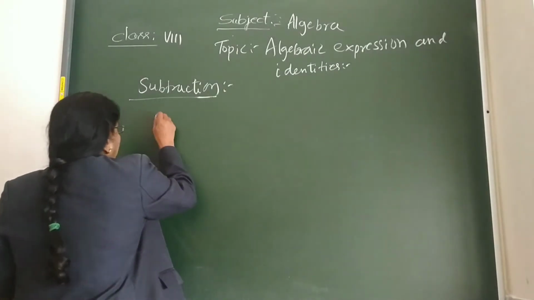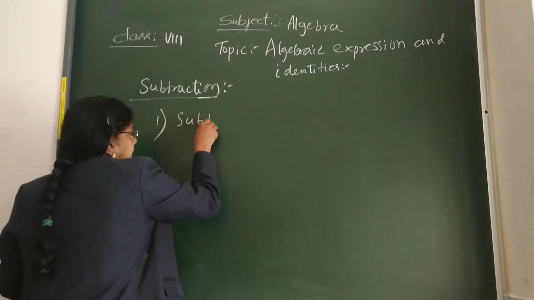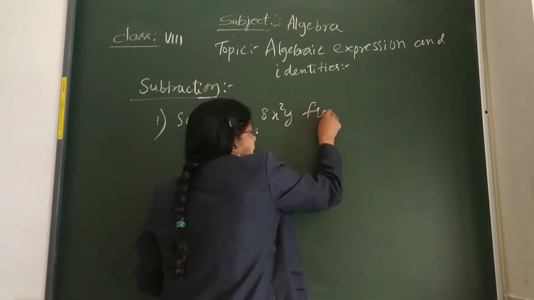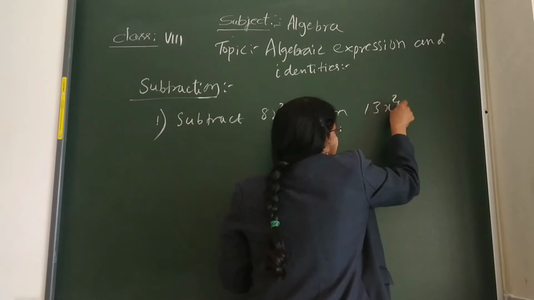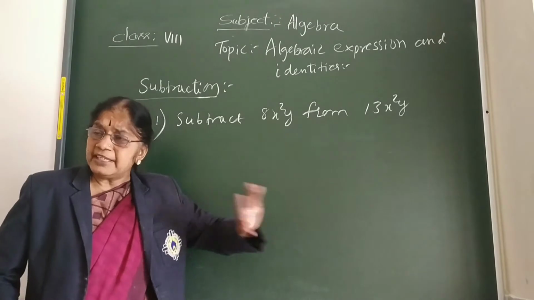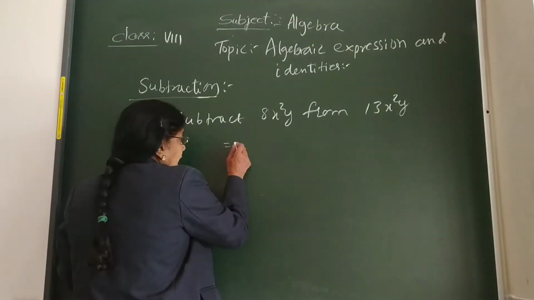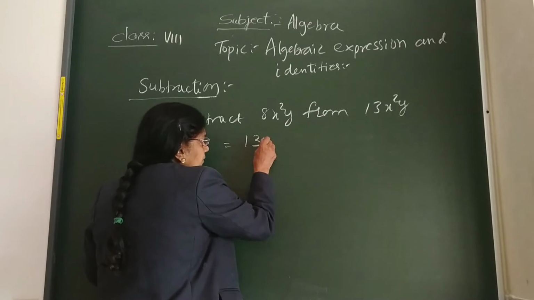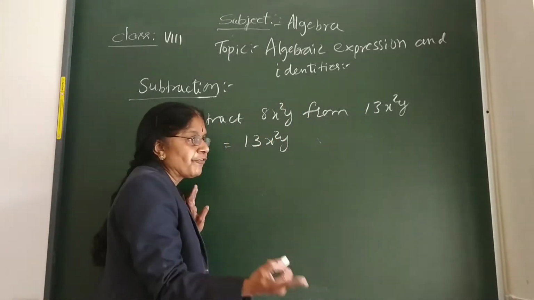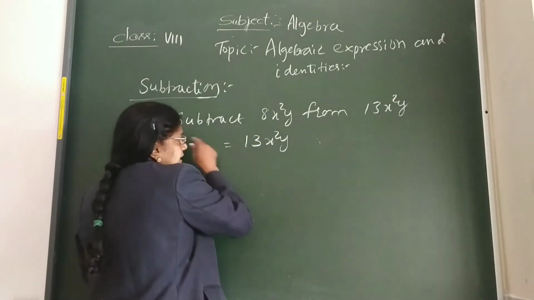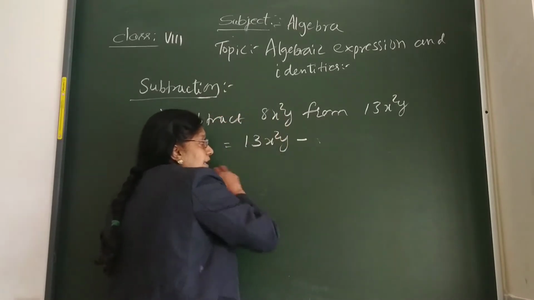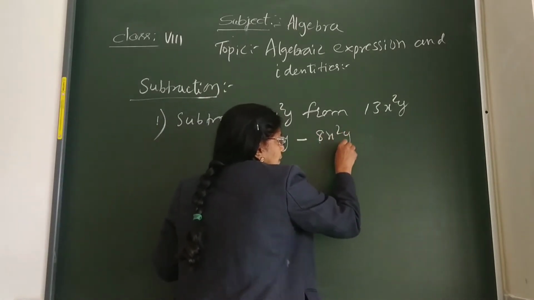So let us see monomials first. Subtract 8x square y from 13x square y. What do I have to do? I have to subtract 8x square y from 13x square y. First I will do it horizontally. I will write down 13x square y first, because the term after "from" should be written first. Then put the minus sign, and whatever is written after subtract comes next. So it will become 8x square y.